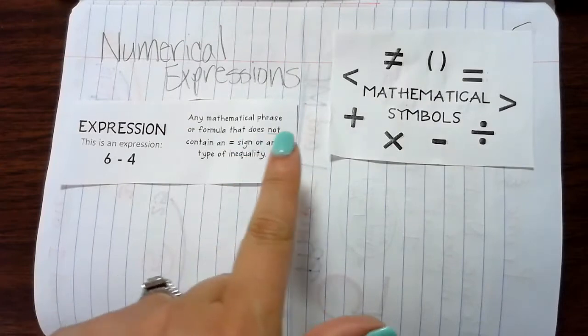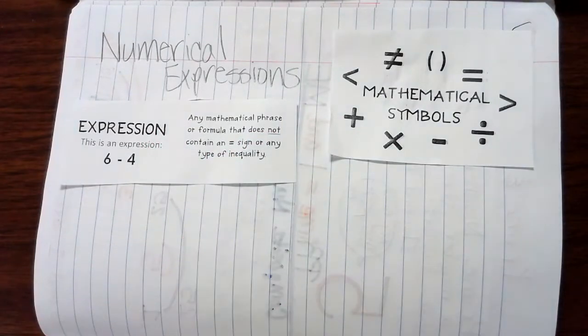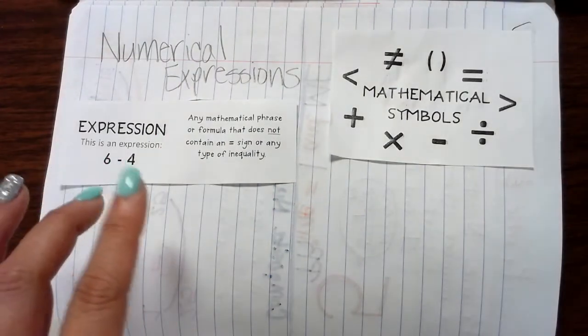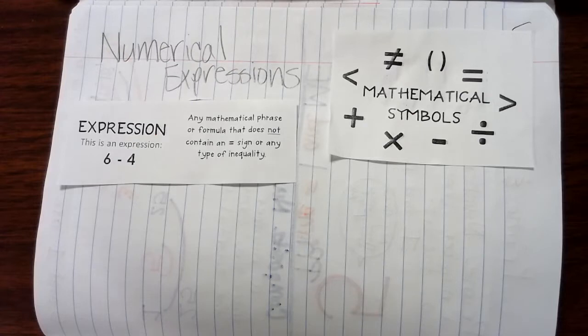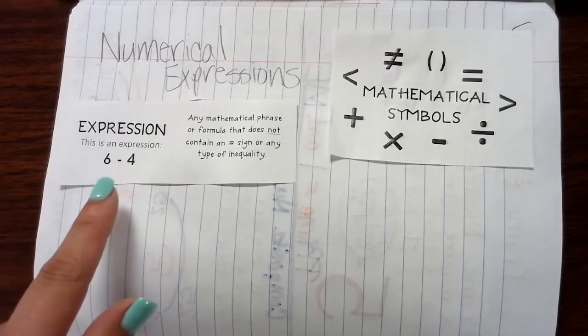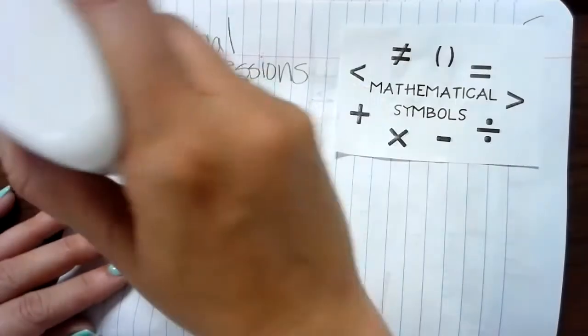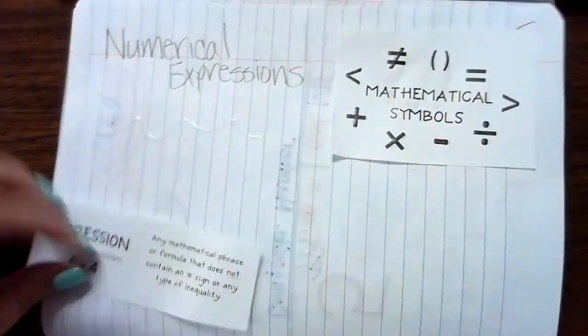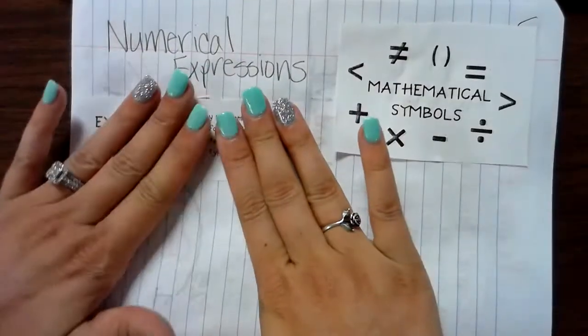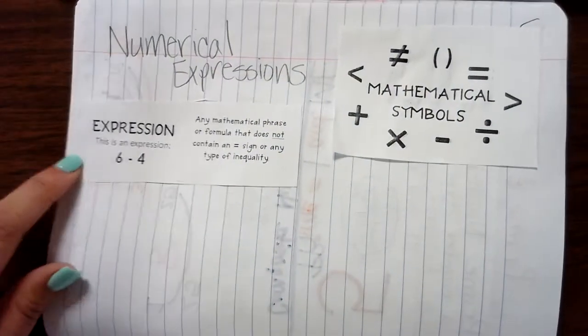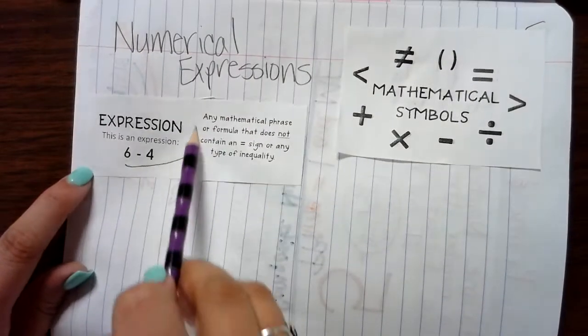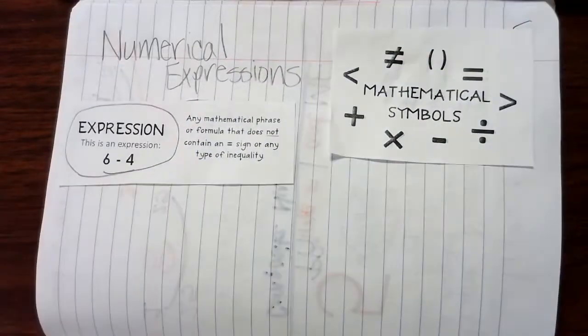It's any mathematical phrase or formula that does not contain an equal sign or any type of inequality. So it has no equal sign. It's just the numbers. It can have a variable or a letter and then a symbol, but it doesn't have the equal sign at all. That's an expression. So right there you'll glue that in, telling me what an expression is. And go ahead for me and circle expression right there, okay?